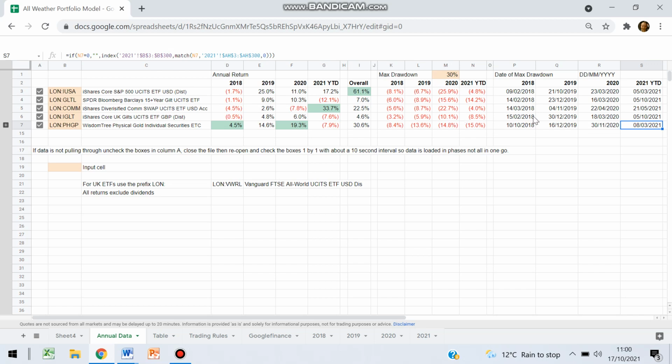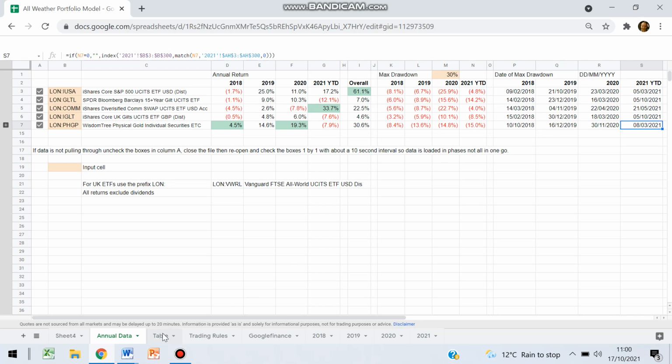And then the dates of the drawdowns, this is where I'm just looking to see roughly how the correlations are working. If everything draws down on the same day, then the assets are highly correlated. If they draw down at different times, you can see gold here got a different date in 2020 for its maximum drawdown to other assets. So that's quite interesting to just look at what is actually correlated and what isn't.